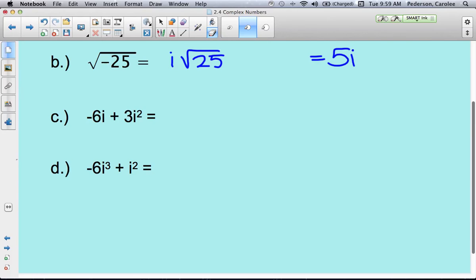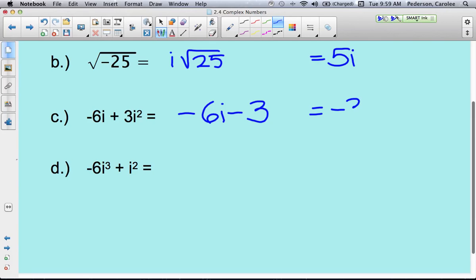What do I do with the i squared? Replace it with a negative 1. Or drop the i squared and change the sign. And then just rewrite it in standard form. So my negative 3 goes first, then my negative 6i. i squared replaces with a negative 1, or drop the i squared and change the sign.